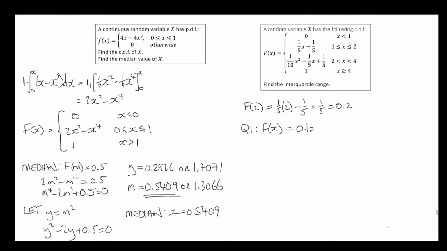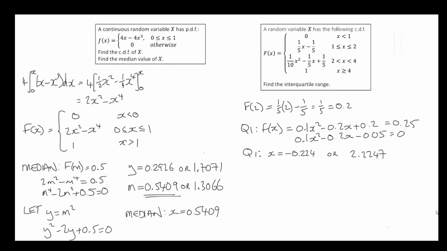For the lower quartile, we know that this function should be set equal to 0.25. We can do that and rearrange to find a quadratic that we can easily solve with our calculator's quadratic equation solver or any other technique you want to use. This leads to two values, x equals negative 0.224 or x equals 2.2247.